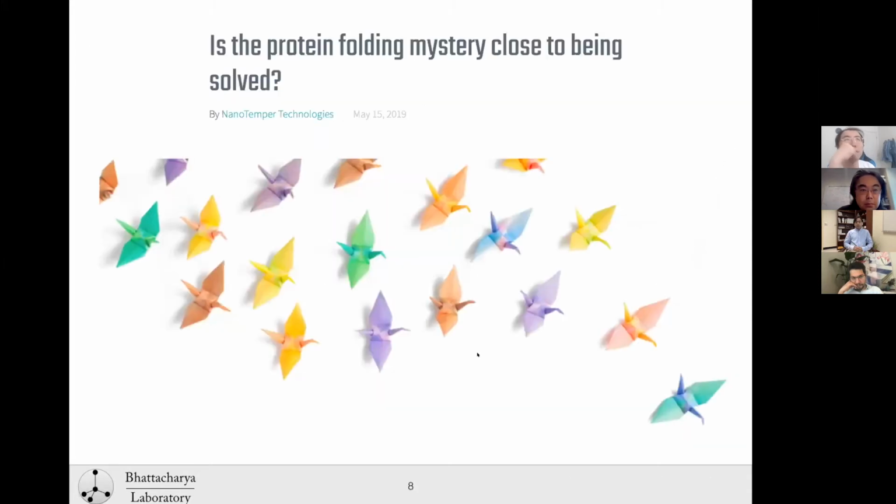But due to a lot of buzz around AlphaFold, the popular internet is getting flooded with stories like this. This one is from NanoTemper Technologies, asking the question, is the protein folding mystery close to being solved? I particularly like this image, which is, of course, inspired by origami. But are we there yet? Is the problem really close to being solved? It turns out it is far from it.